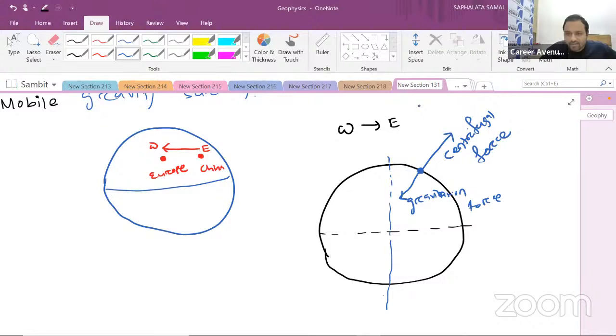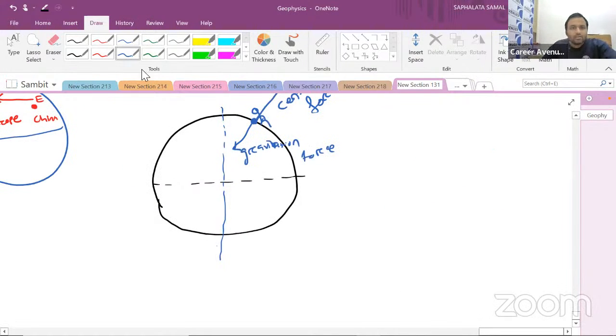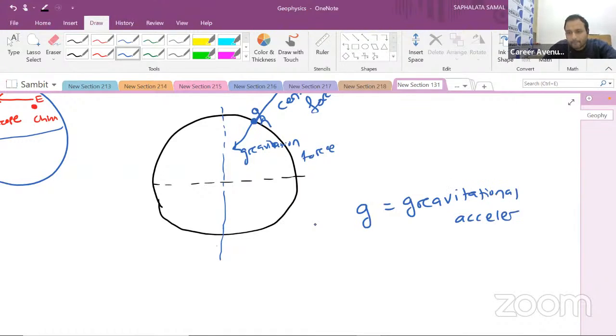Suppose you are standing over here. Due to the Earth's rotation, the centrifugal force is trying to push you away to the space, but the gravity is holding you back. Now they're in equilibrium. That's why you are stable in this particular location. You know? So we have G, that is gravitational acceleration. And we have A, that is centrifugal acceleration. They're opposite to each other.